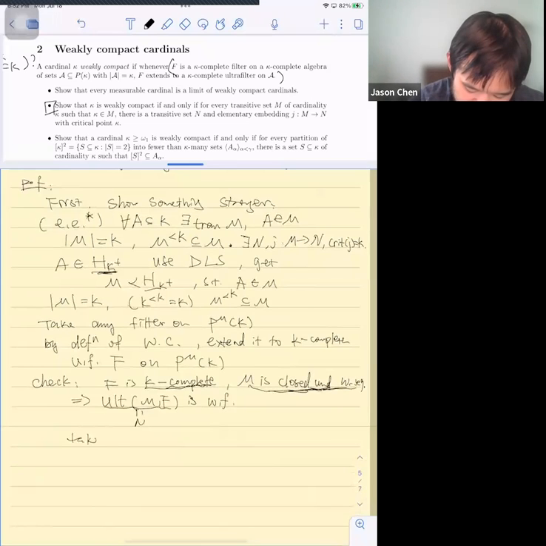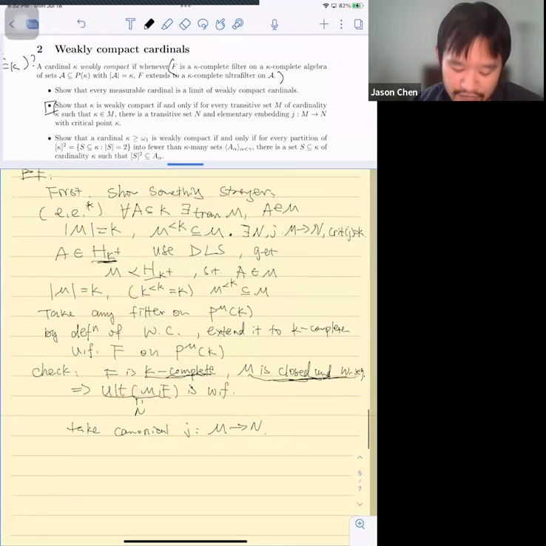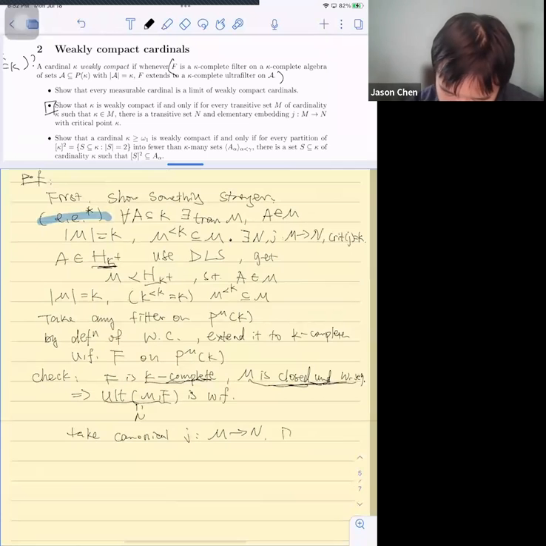And then we just take the canonical embedding j from M to N, which is what we want for this EE star. So this finishes the proof of EE star.